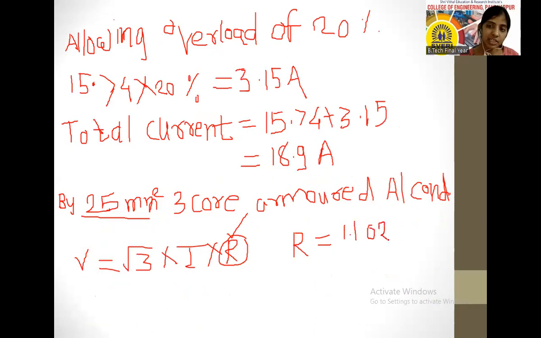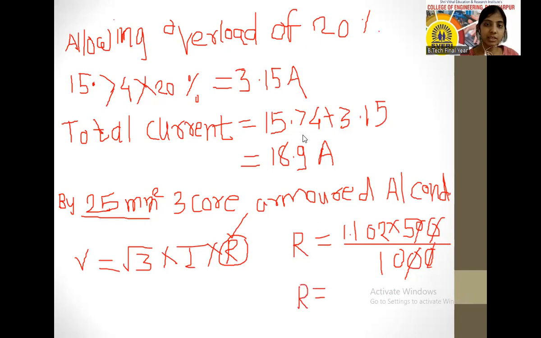Then R is equal to 1.102 multiplied by the total distance, 500, divided by 1000. This zero will get cancelled. Then how much is the resistance for 500 meter distance? 5.51. No, it will come 0.51, I think. 0.51 ohm. Okay.